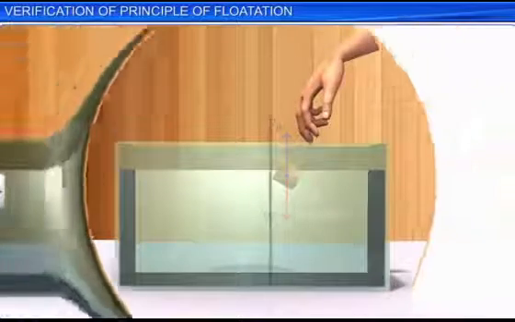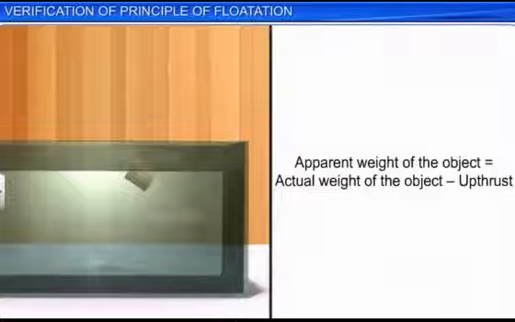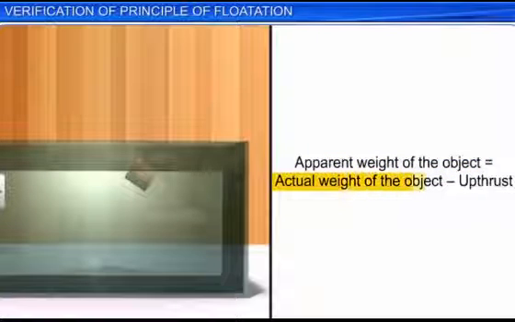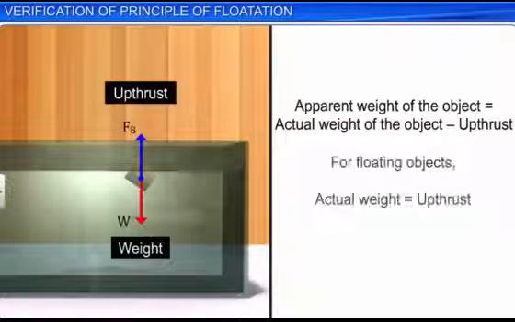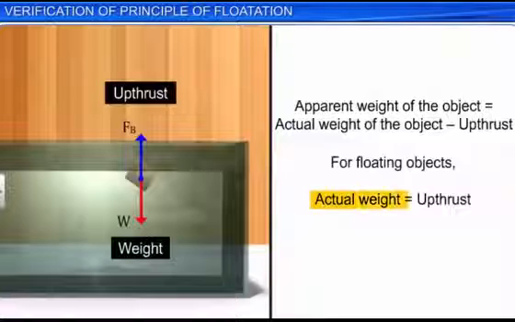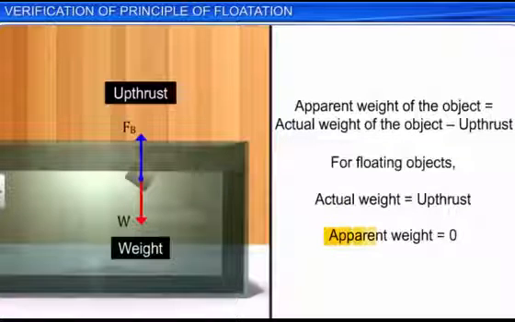An object in water appears to lose its weight. The apparent weight of the object can be written as actual weight of the object minus upthrust. As we know that the actual weight and upthrust are equal for floating objects, then the apparent weight of a floating object is equal to 0, or it appears to have no weight.